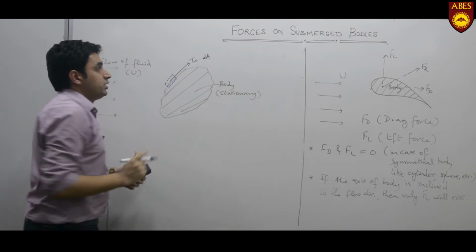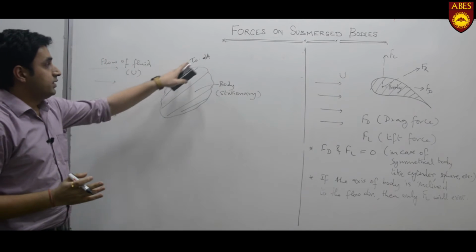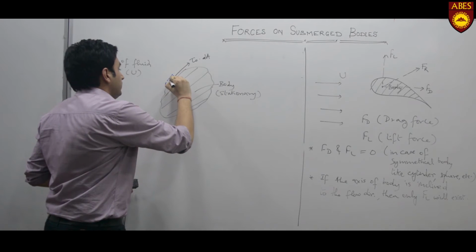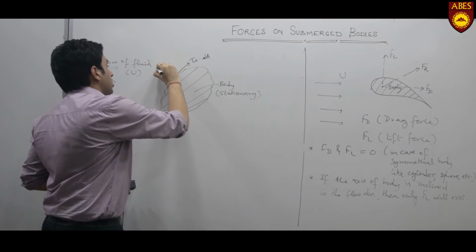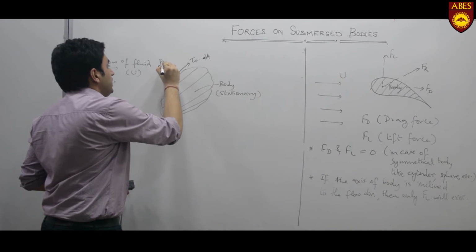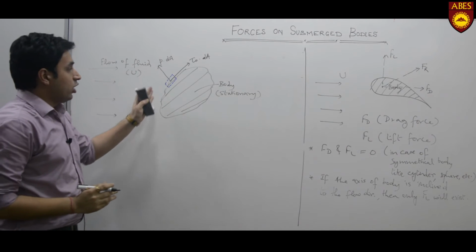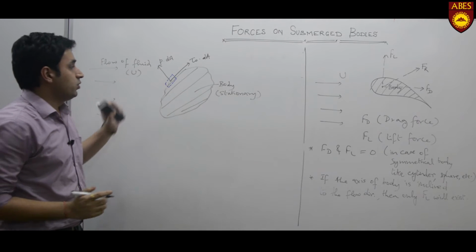So what is tau naught? That is the shear stress, and this multiplied by dA will be the shear force. Second, the normal force, that is P dA. That is called the pressure force, acting always normal to the surface of the body.